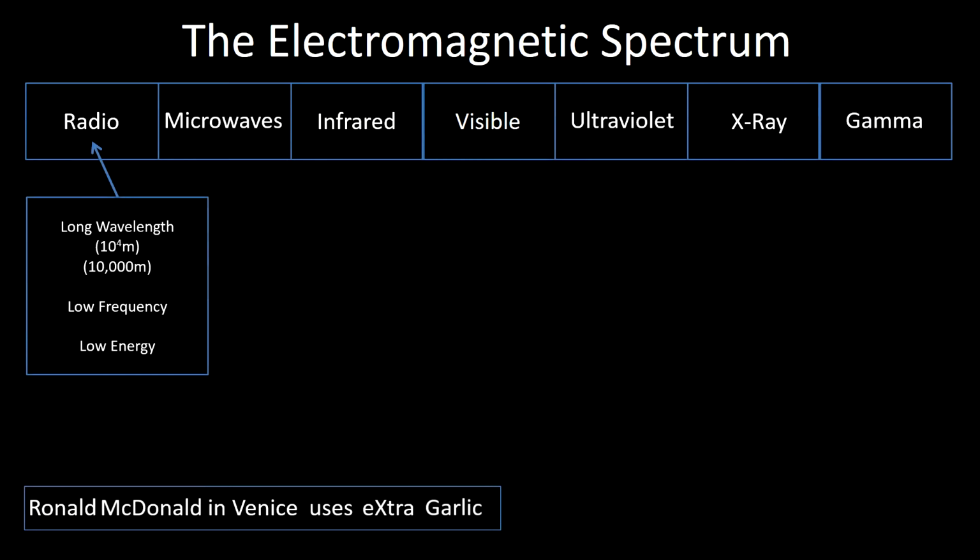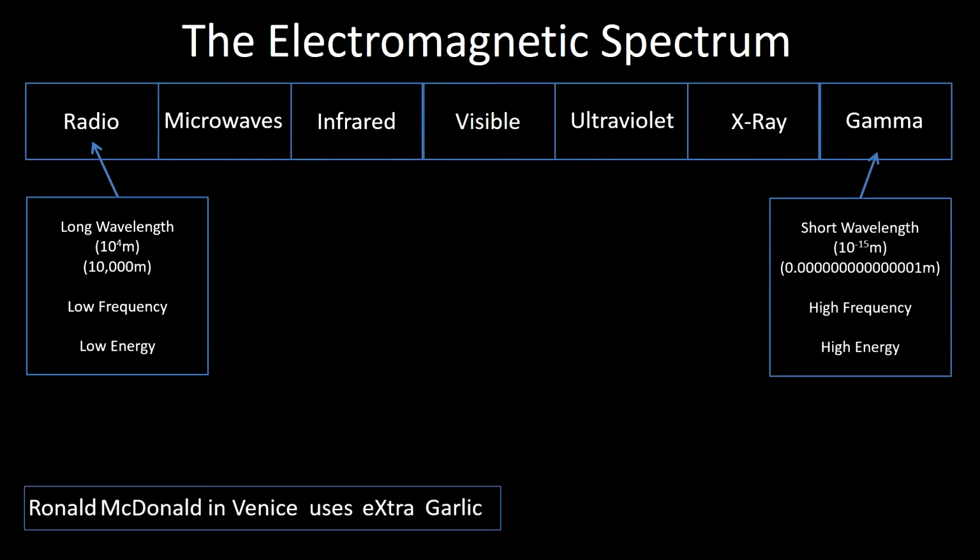And you also need to know which end is which in terms of three quantities. You need to know that the radio end of the spectrum is the long wavelength, low frequency, low energy. So that's relatively straightforward to remember because it's all the L's. Long, low, low. Long wavelength, low frequency, low energy. And that gamma is therefore the opposite end of the spectrum.